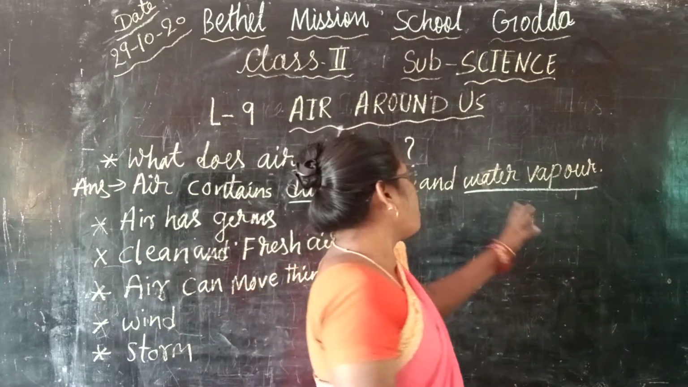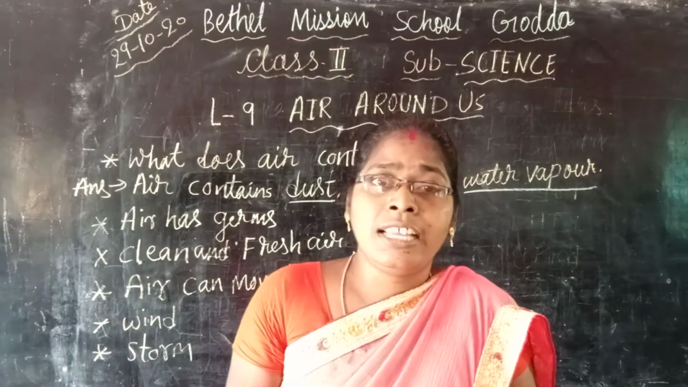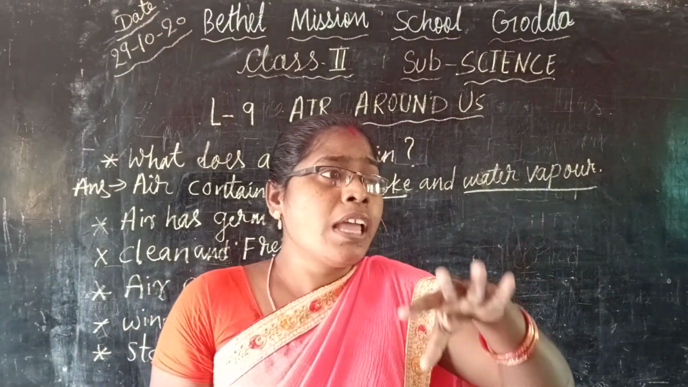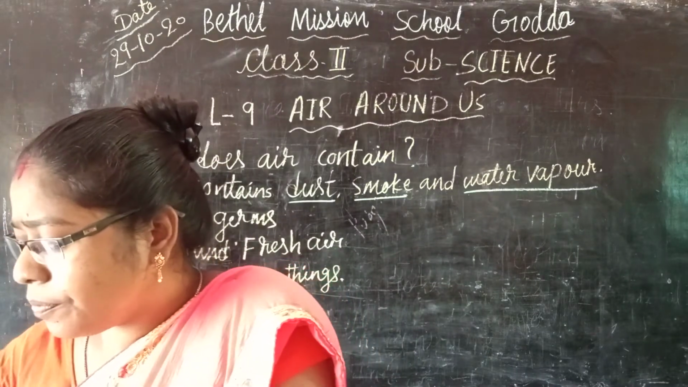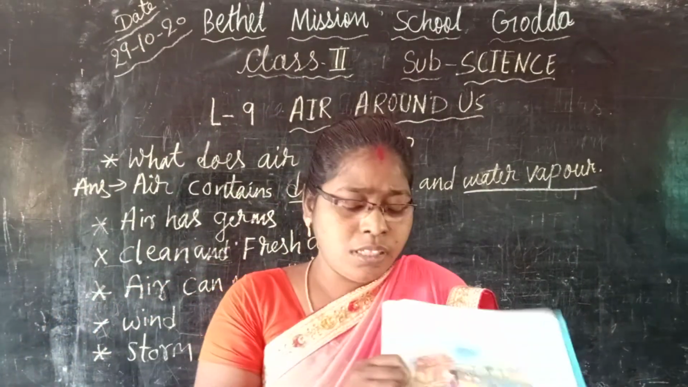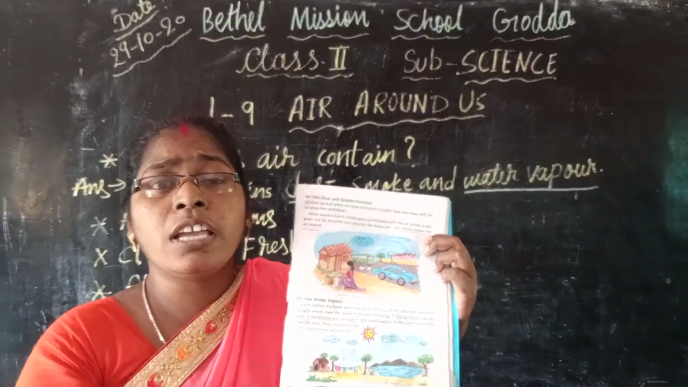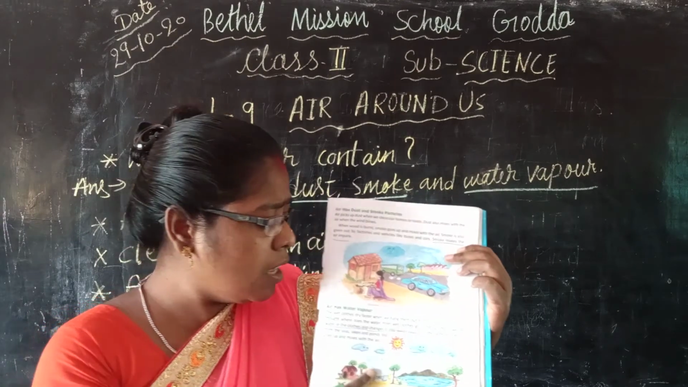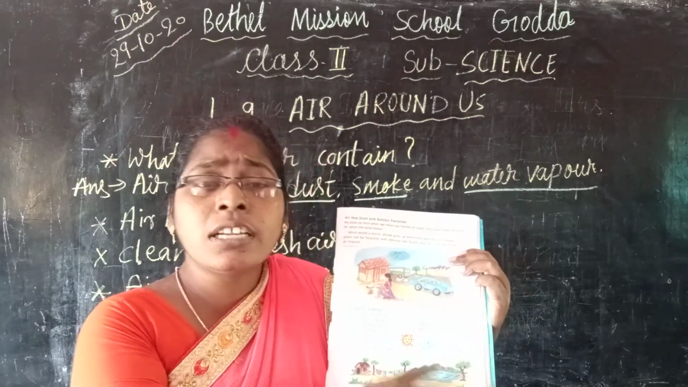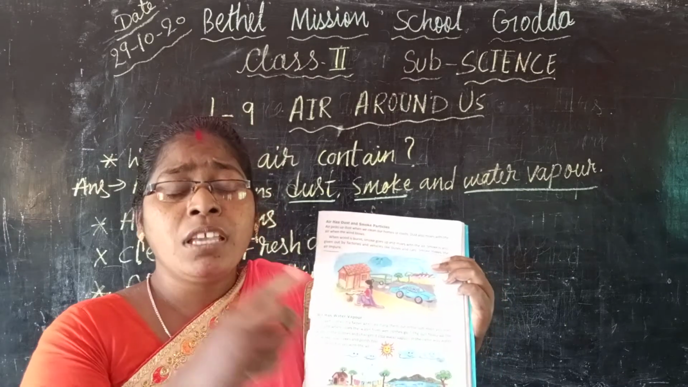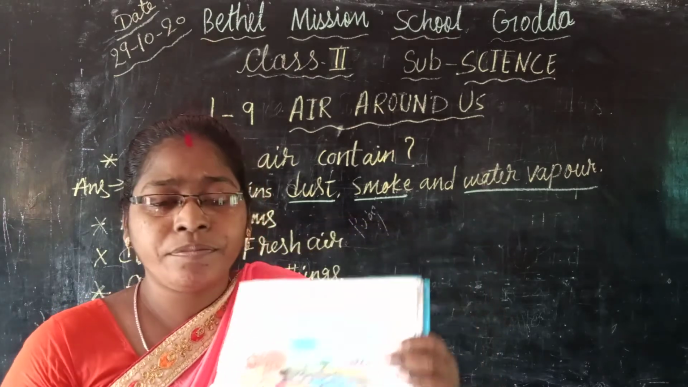So now we will see about the water vapor. What is water vapor? When water is heated and it changes into steam, that goes into the air as water vapor. See, I will show you the picture. The water from the wet cloth goes up into the air as water vapor. And when there is sunlight, the water in the pond is heated and it goes up as water vapor.